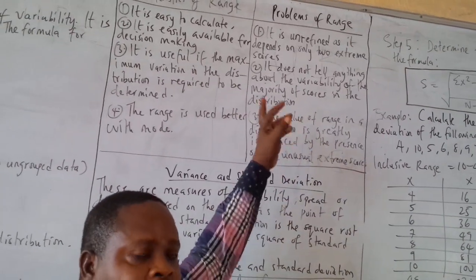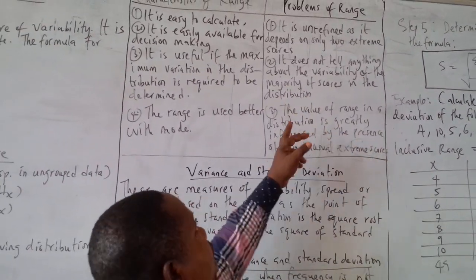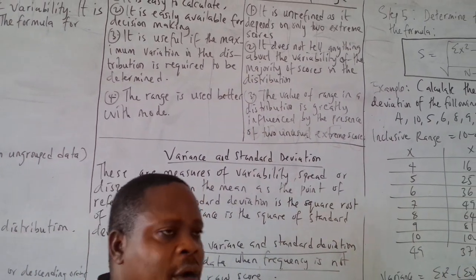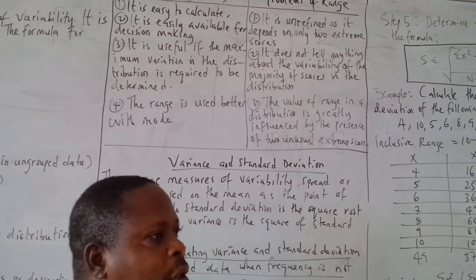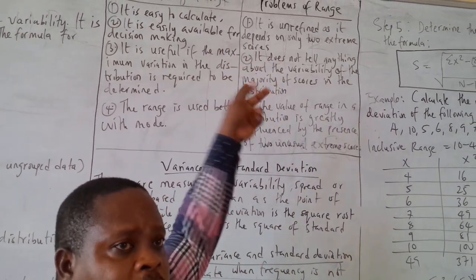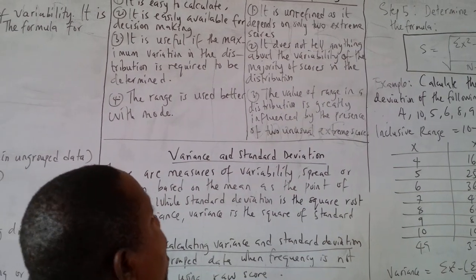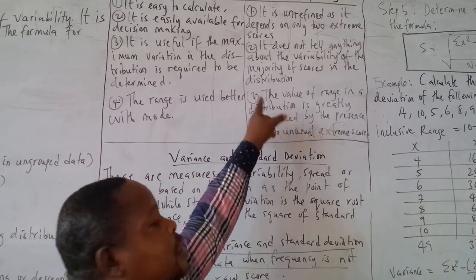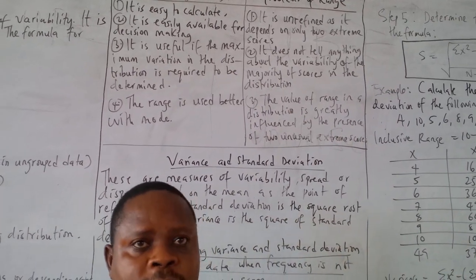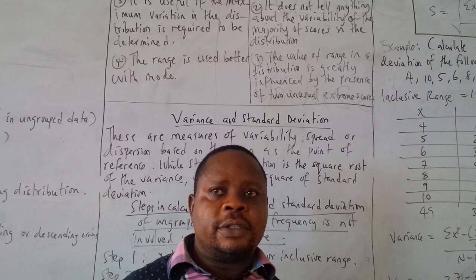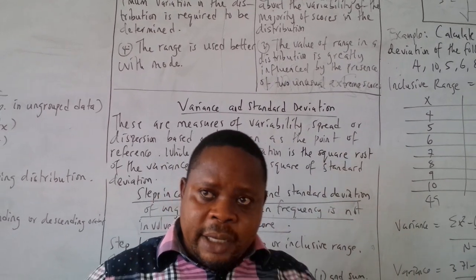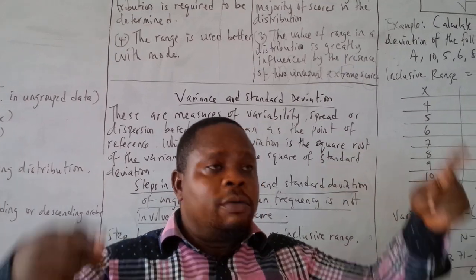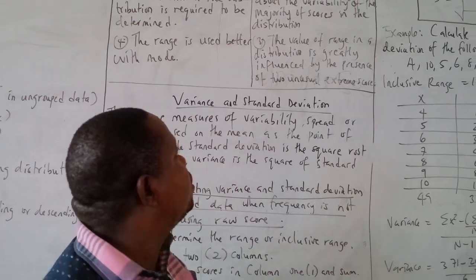And then there are also some problems associated with range. The first one is that range is unrefined. Why? Because it depends on only two extreme scores. It does not bother with other scores in the distribution. It's just about the two extreme scores, the highest score and the lowest score. And then number two, it does not tell anything about the variability of the majority of scores in the distribution. If you have 10 scores, for instance, and you have the highest score and the lowest score, how the other 8 scores vary is not the concern of range. It's only concerned with the highest score and the lowest score.